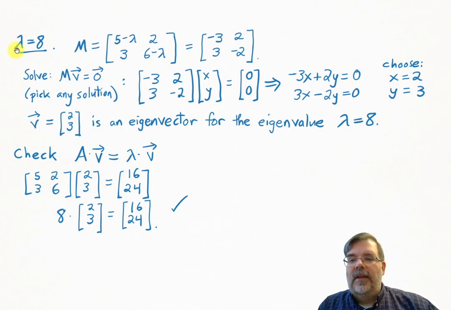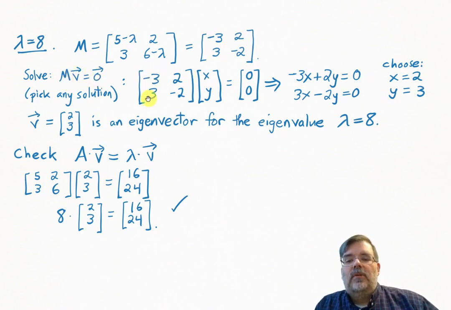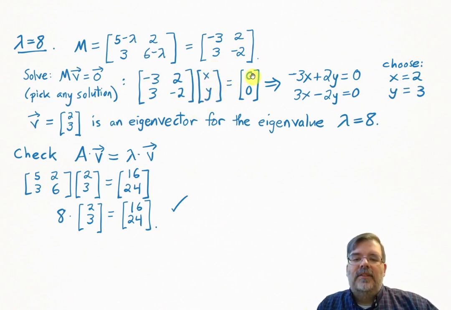So let's start with lambda equals 8. Remember the matrix M? That was 5 minus lambda, 2, 3, and 6 minus lambda. So we can substitute lambda equals 8 in for each one of these lambdas. And then we calculate and we get this matrix: negative 3, 2, 3, negative 2. And we want to solve the equation M times V equals 0. So here's our matrix M times the vector V. We'll put some variables in here. That's equal to the 0 vector, the vector of all zeros.